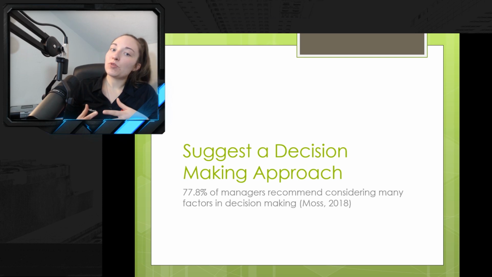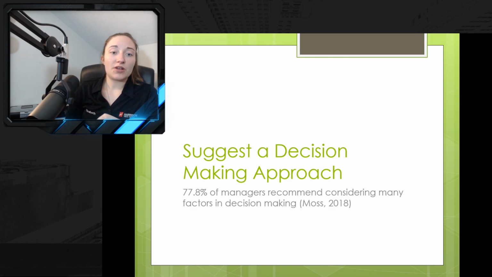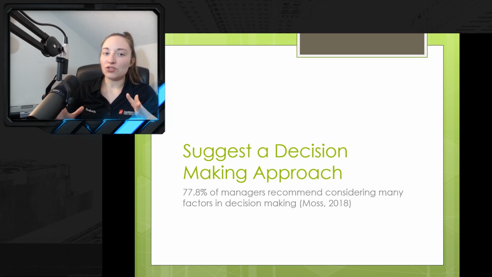So the next thing I want to move into is suggesting a decision-making approach in the workplace. For this problem, we used multiple decision-making approaches, but I'm just going to focus on one for the purpose of this presentation. I want to start with a quote. 77.8% of managers recommended considering many factors in decision making. This finding was found in a survey by Moss in 2018. They surveyed the top 10 traits you need to be an effective leader in your workplace, and this was number 3.